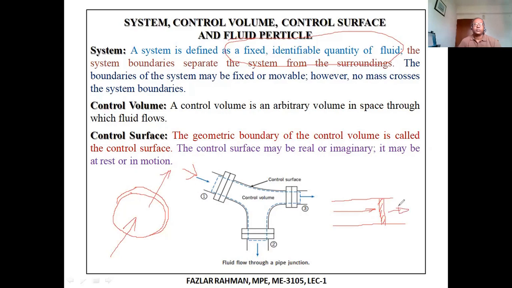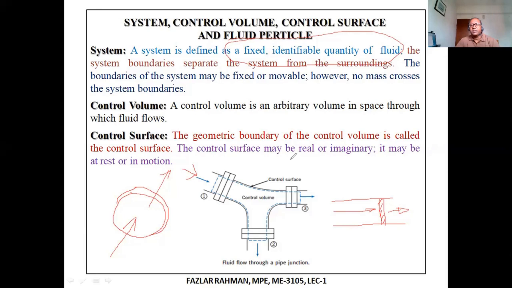Okay. So what is the use of a control volume and what is the size of the control volume? It depends on what you are deriving. What type of equation, what type of flow and what type of liquid. So just remember that sometimes to derive an equation we assume there is a control volume. Then control surface. The geometric boundary of the control volume is called the control surface.